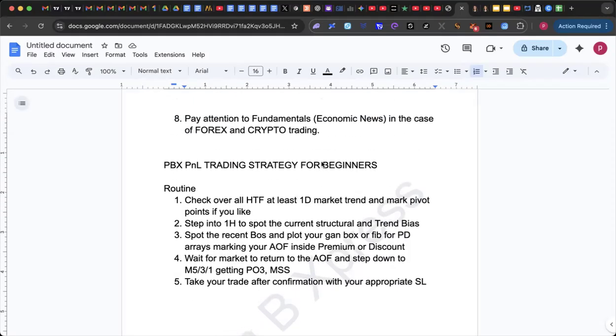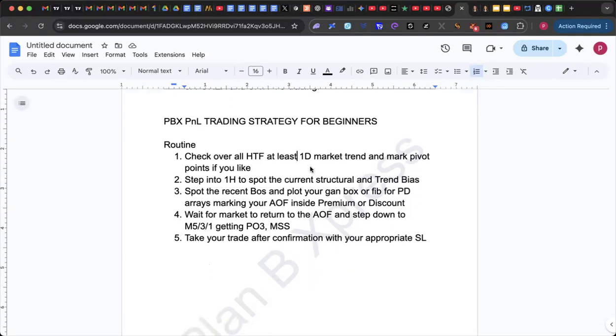Before we go into the chart, take note of this. You can screenshot this. First, check the overall higher time frame, at least the 1 day market trend, and mark order flow and pivot points if you like. Number two, this is where your job begins. Step into 1 hour to spot the current structural and trend bias, then spot the recent break of structure and plot your Fibonacci retracement for PDRs, that's premium and discount areas.